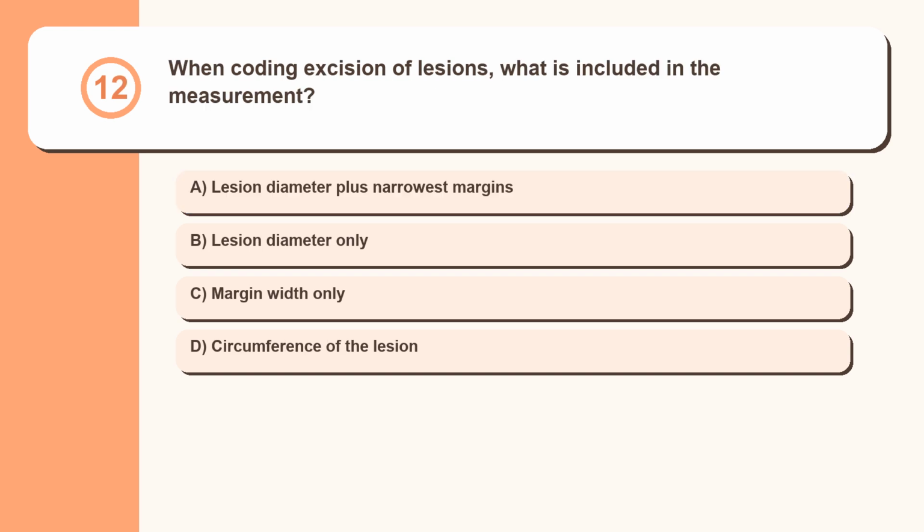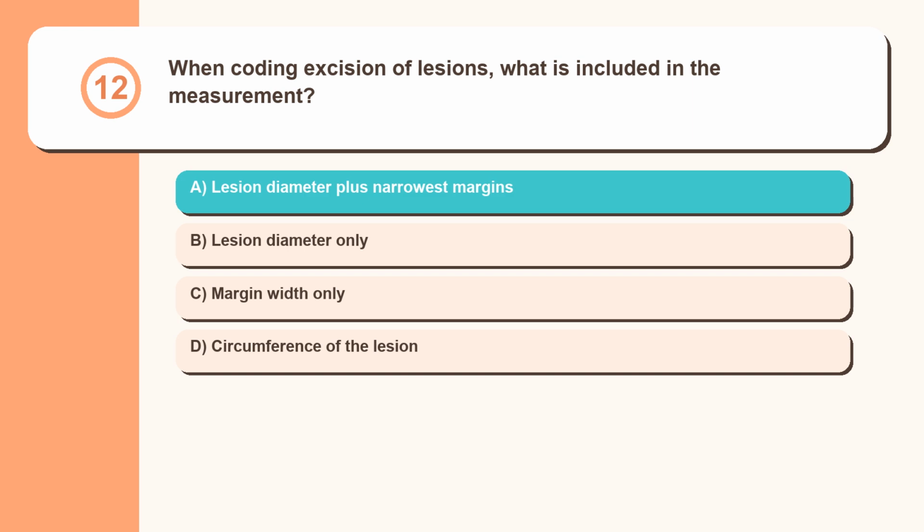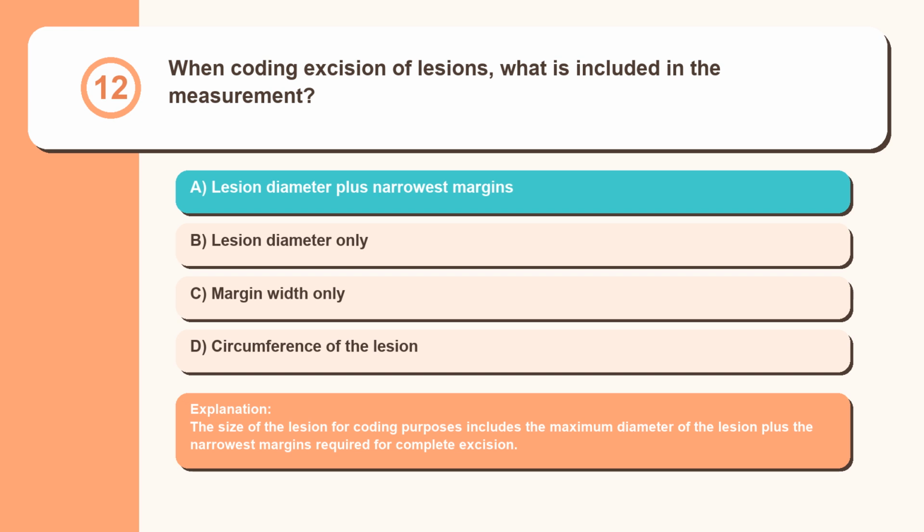Question 12. When coding excision of lesions, what is included in the measurement? Lesion diameter plus narrowest margins, lesion diameter only, margin width only, or circumference of the lesion. The size of the lesion for coding purposes includes the maximum diameter of the lesion plus the narrowest margins required for complete excision.